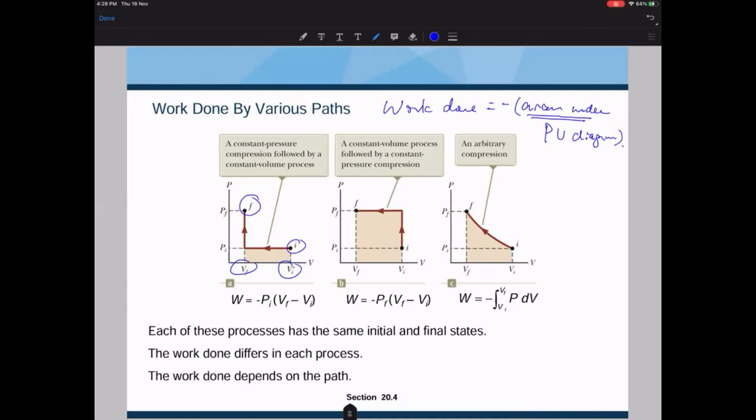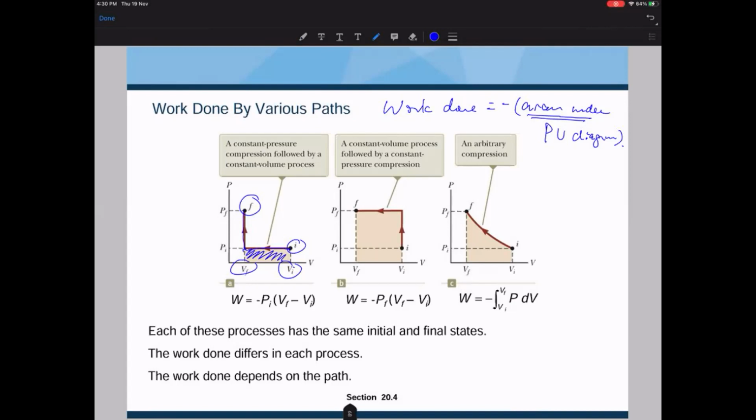Compare the three situations. First, we have the initial state, then moving at constant pressure to the final volume. Before, it takes a sharp turn and increase the pressure at constant volume. So in this case, the work done is just this value, the negative of the area. But the magnitude is considered as the net value of the area.